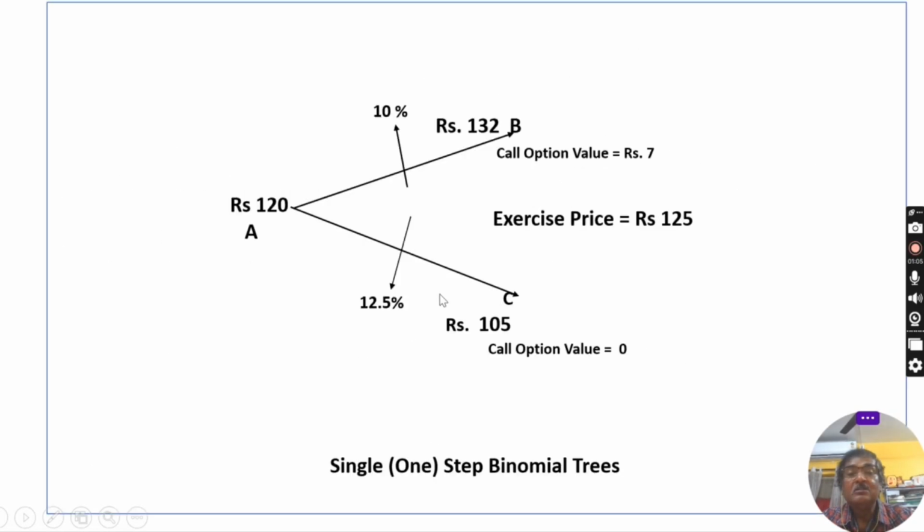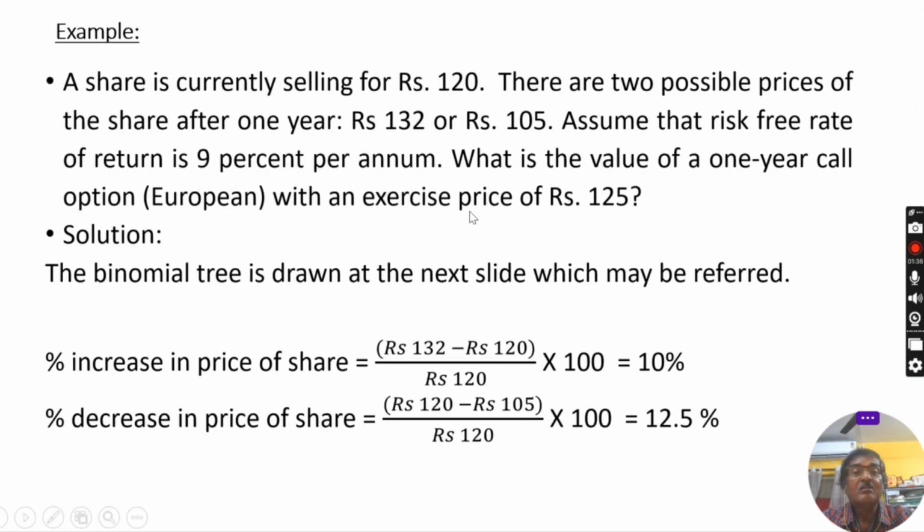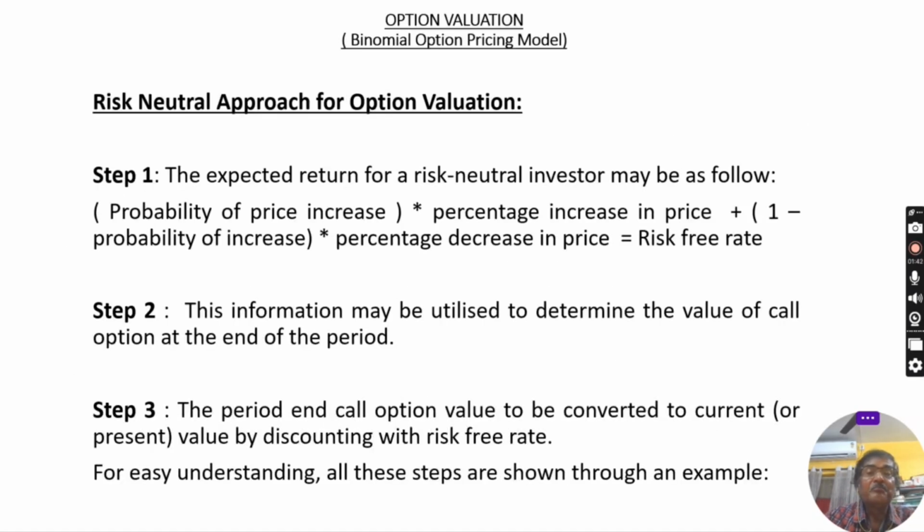Binomial means two options are available in this case. That means the price will be either increase or decrease after a certain interval. That's why it is called binomial. That means two types are allowed. Price will be increase or decrease. It will be better to discuss through example.